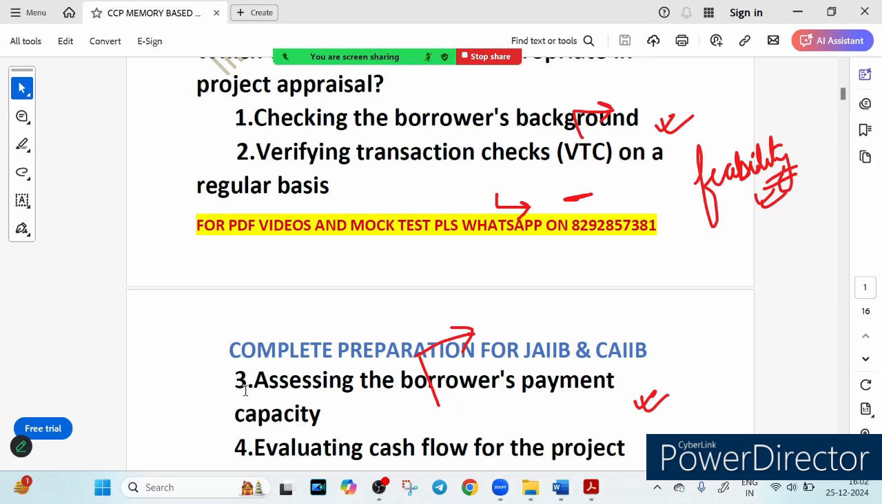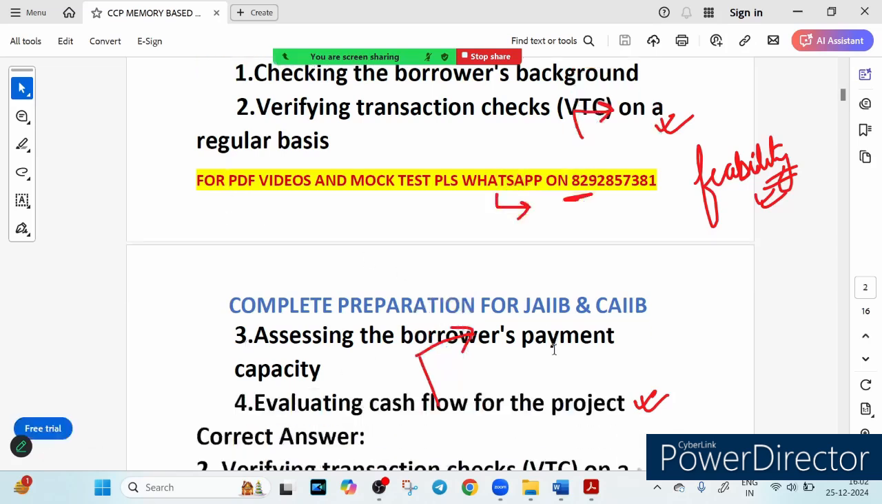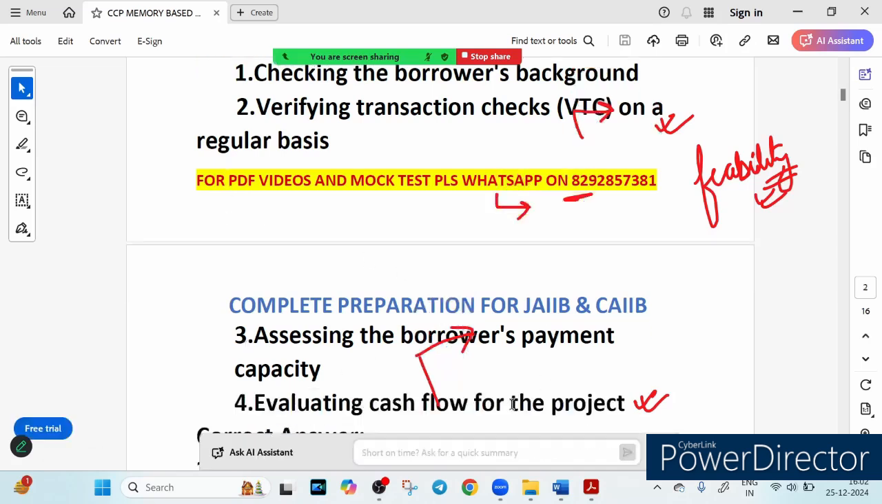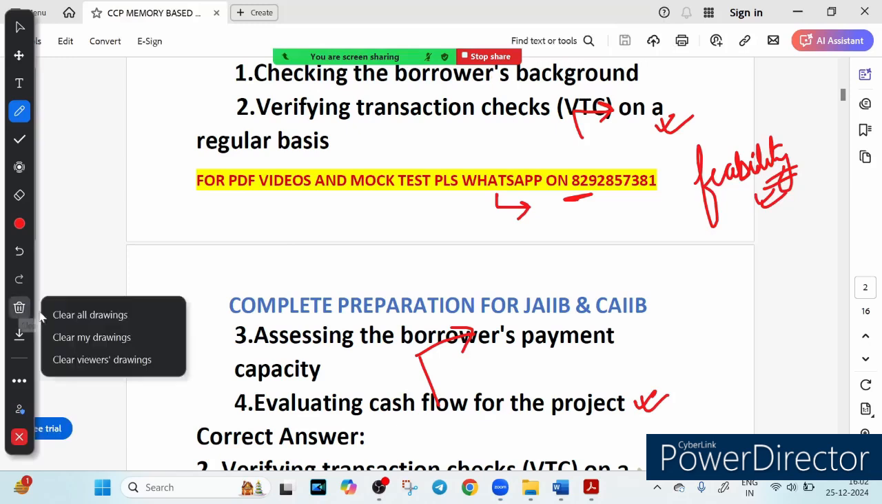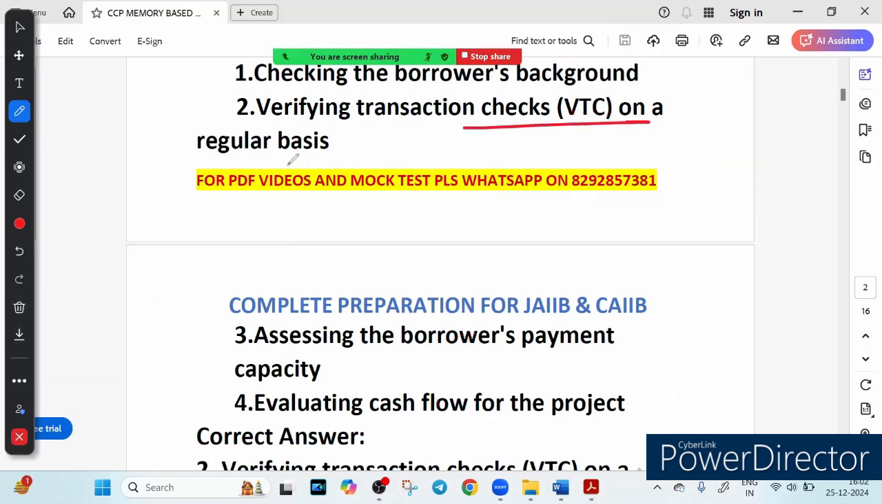And option 4 says evaluating cash flow for the project. This is the key part of project appraisal. Lenders need to ensure that the project can generate sufficient cash flow to repay the loan and sustain itself. It's like ensuring a business plan is profitable before investing in it. So what is the correct answer? The correct answer is option number 2, verifying transaction check on a regular basis, right?